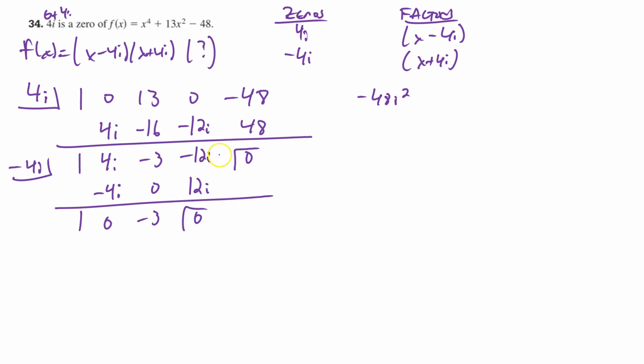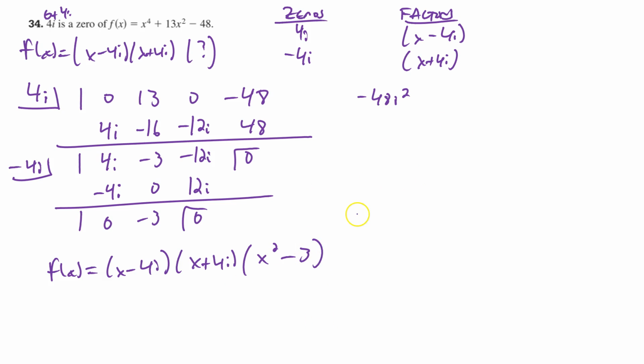We don't use the remainder, right? We only use the coefficients we're left with. So right now what I know is f of x is equal to my first factor, x minus 4i, times my factor I just divided by, x plus 4i. And I'm left with this, x squared minus 3. Hey, we've had that before, right? That happened on the last problem.